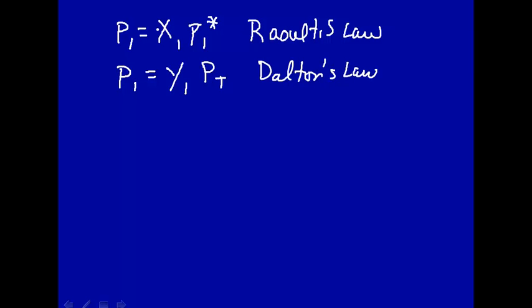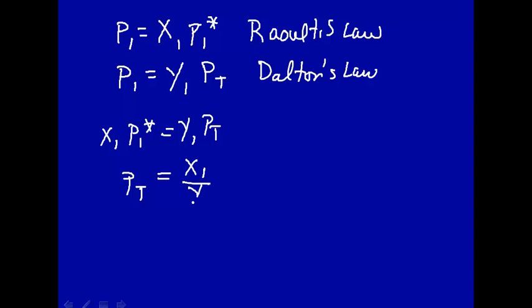So both of these quantities equal the partial pressure of component 1, so we can say x1 p1 star is y1 p total. In other words, the total pressure is equal to the mole fraction in the liquid phase divided by the mole fraction in the vapor phase times the vapor pressure of pure 1. So if we could just express x as a function of y, then we can replace that, and then the total pressure will be a complete function of y. So we're looking for an expression x equals some function of y, and plug that in here.